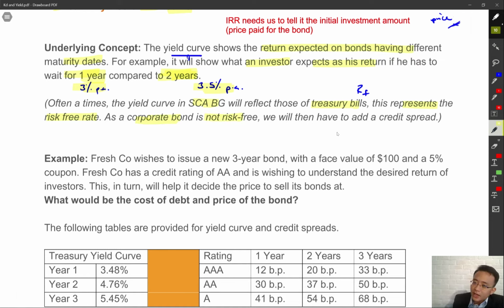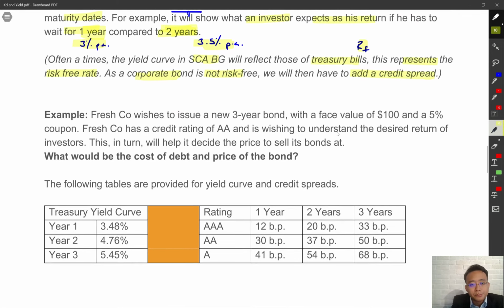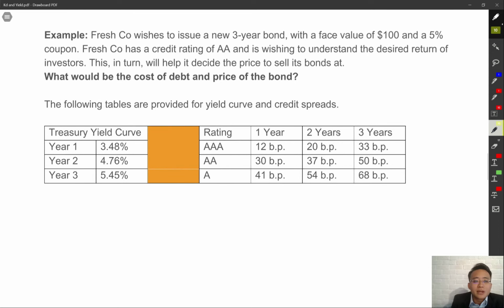So what I would then have to do is add a credit spread to the risk-free rate. We will examine this concept in the examples coming up. So here, for example, Freshco wishes to issue a new 3-year bond with a face value of $100 and a 5% coupon. Freshco has a credit rating of AA.